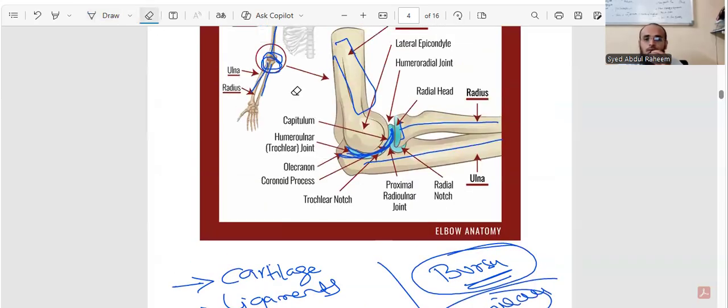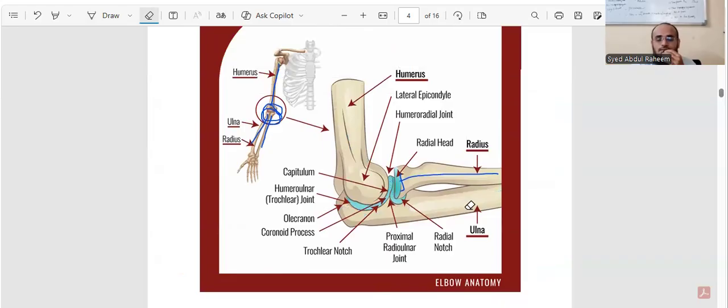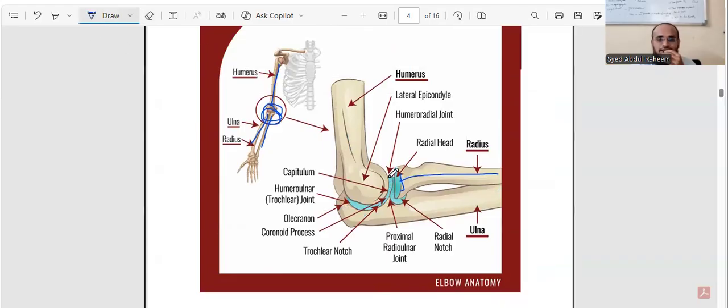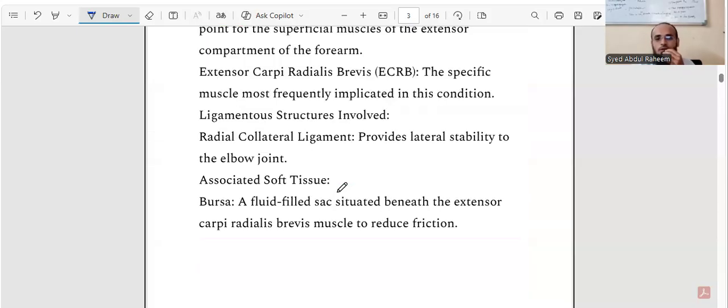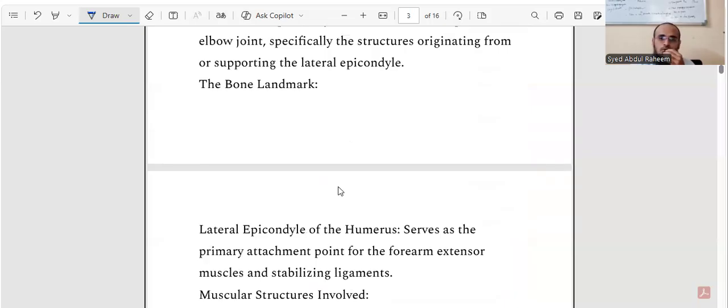Here the elbow joint is affected. This is also called a hinge type joint, meaning it will not rotate like the shoulder. The shoulder will rotate 360 degrees, but here you have only two movements, extension and flexion. Flexion you can do only this much, and extension also only this much. You are unable to do more extension because the ulnar bone is fixed to the humerus like a hinge. So this is important about the anatomy of the elbow joint.